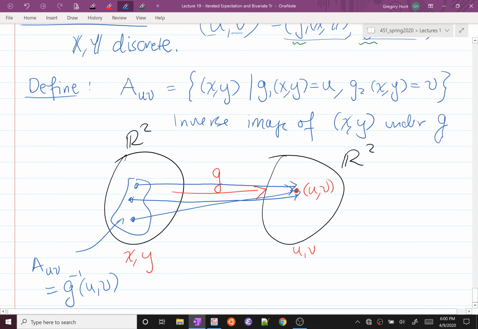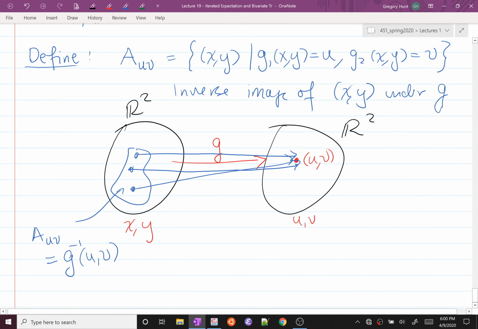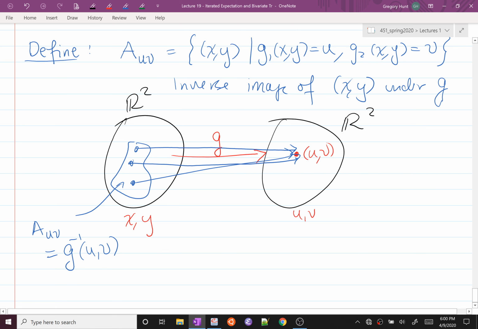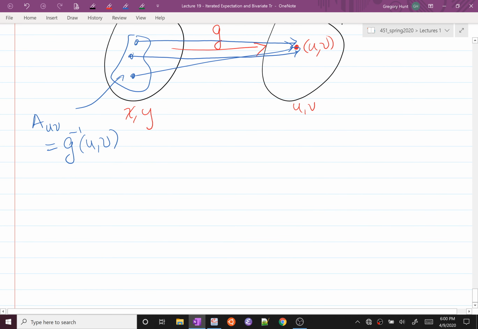Let's write it like that. Sure, G inverse of UV. It's the inverse image. So what does that do for me? This is basically, if you go back to our univariate case with discrete random variables, we're basically just generalizing the result there.